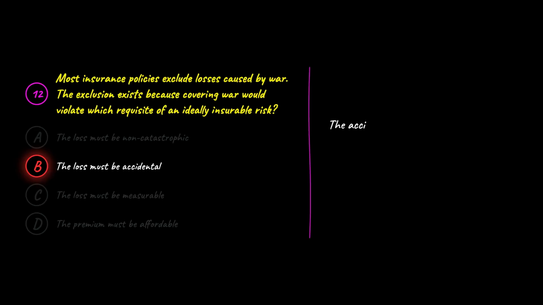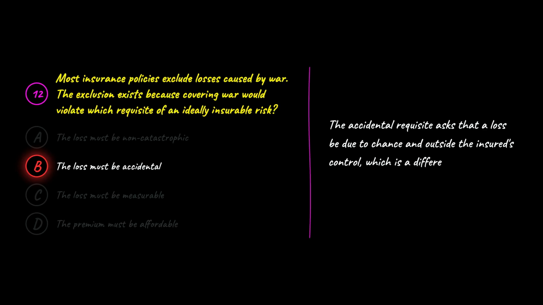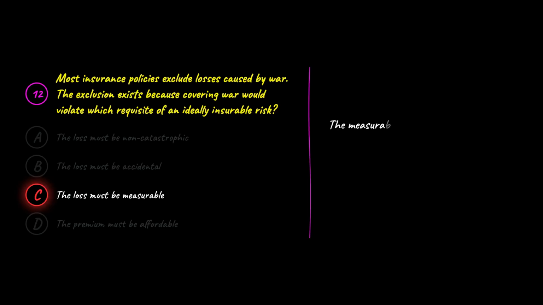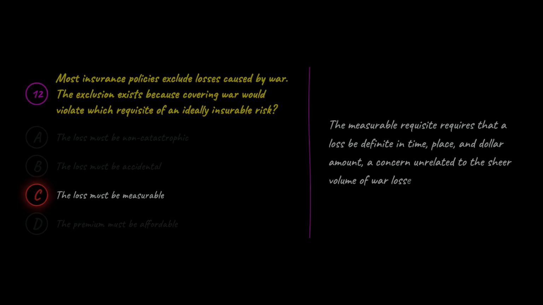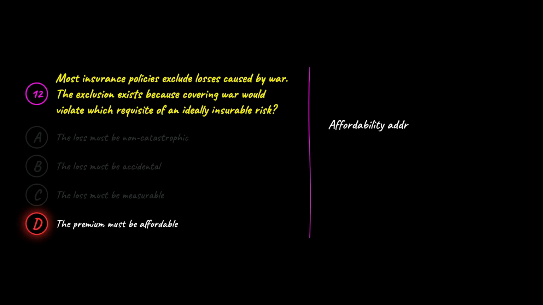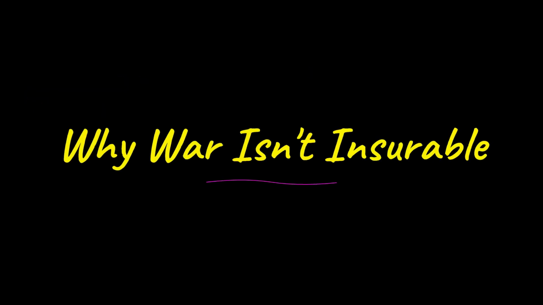B is wrong because the accidental requisite asks that a loss be due to chance and outside the insured's control, which is a different reason from war's catastrophic scale. C is wrong because the measurable requisite requires that a loss be definite in time, place, and dollar amount, a concern unrelated to the sheer volume of war losses. D is wrong because affordability addresses whether premiums are economically feasible, not whether a single event could produce overwhelming simultaneous claims.